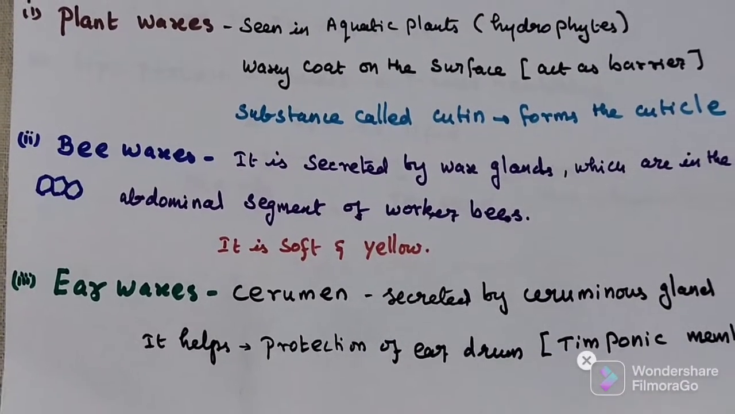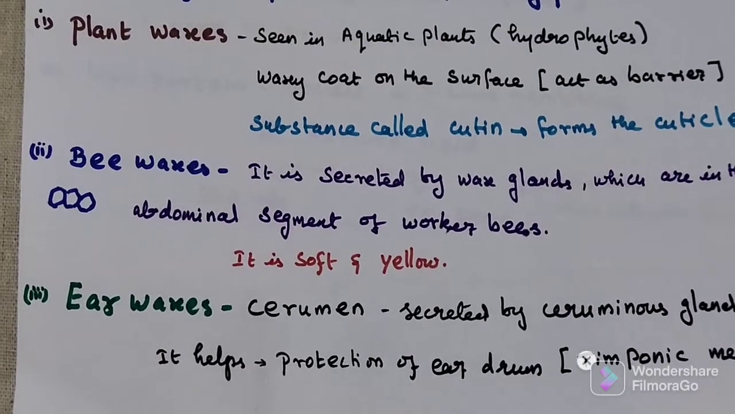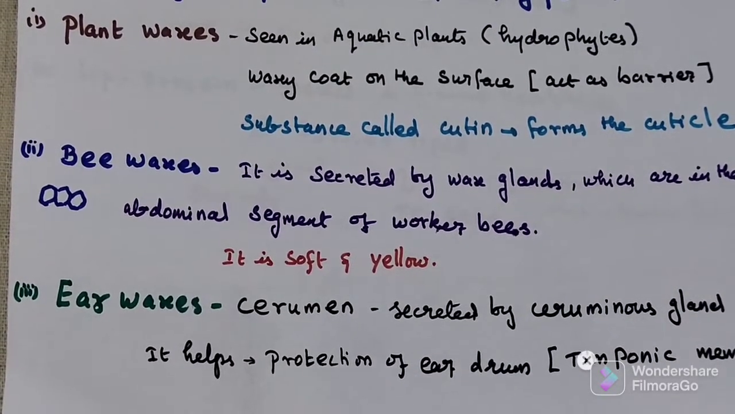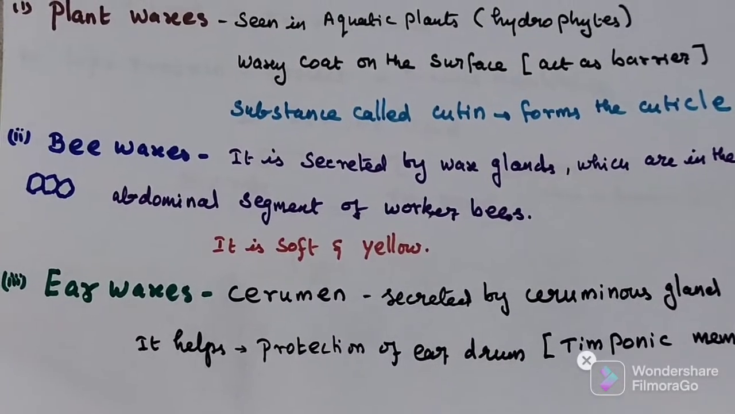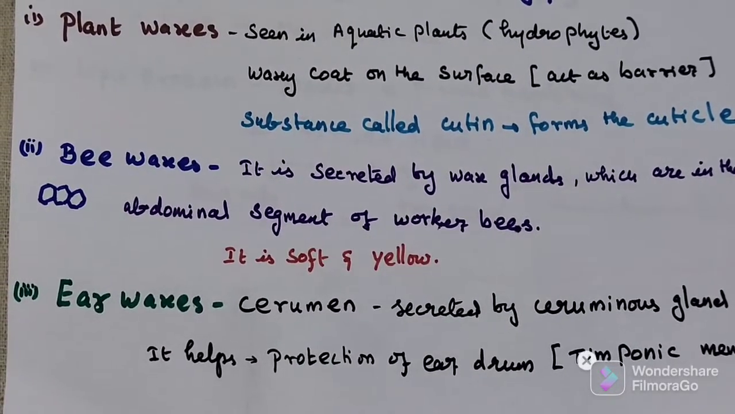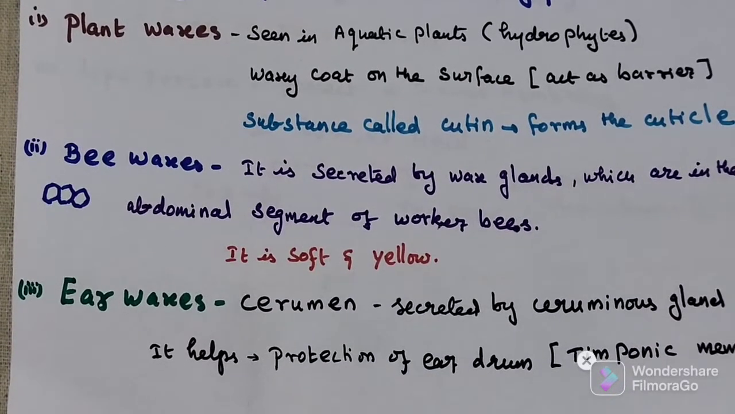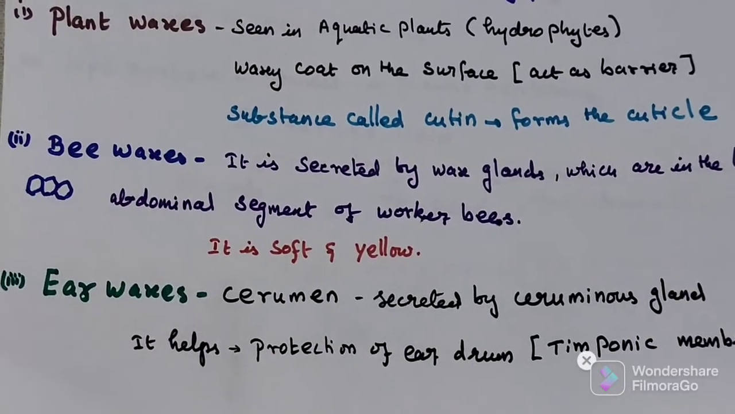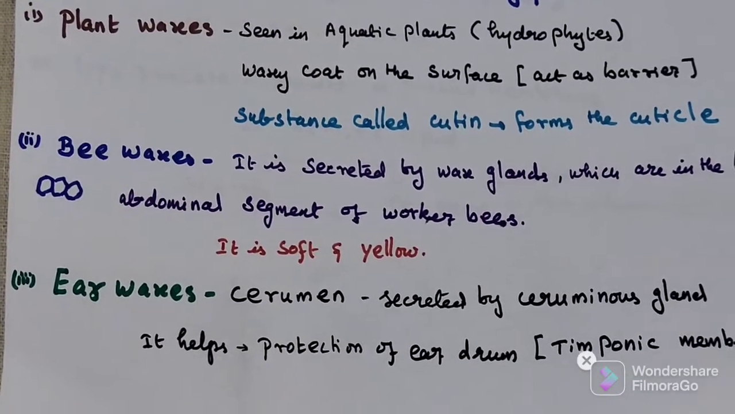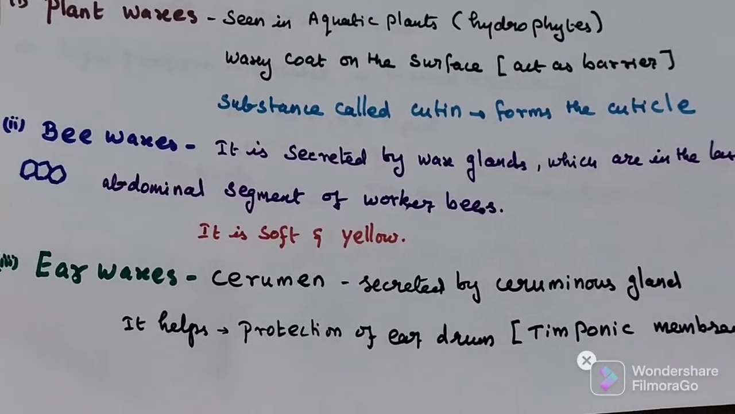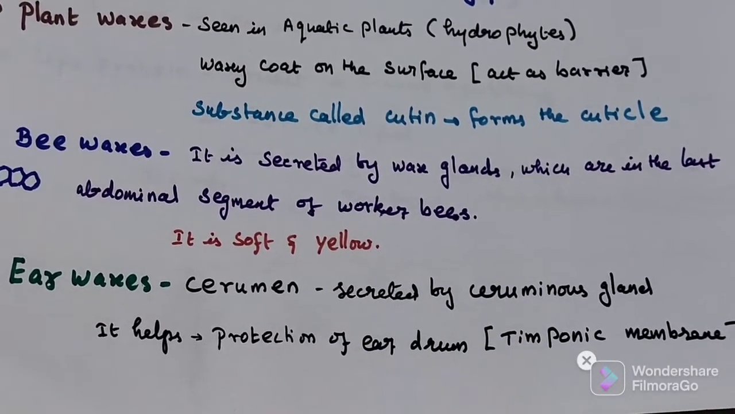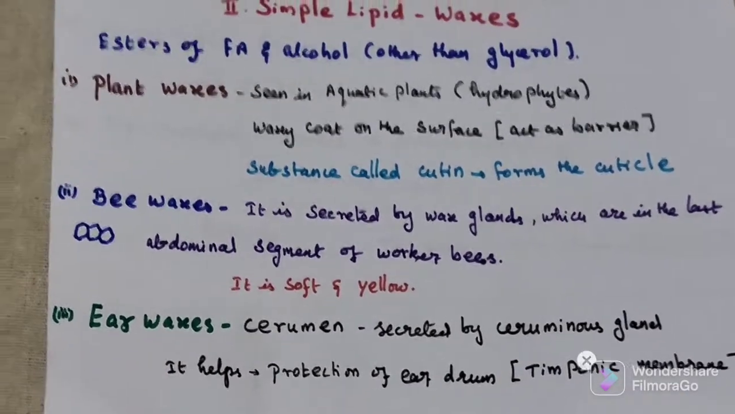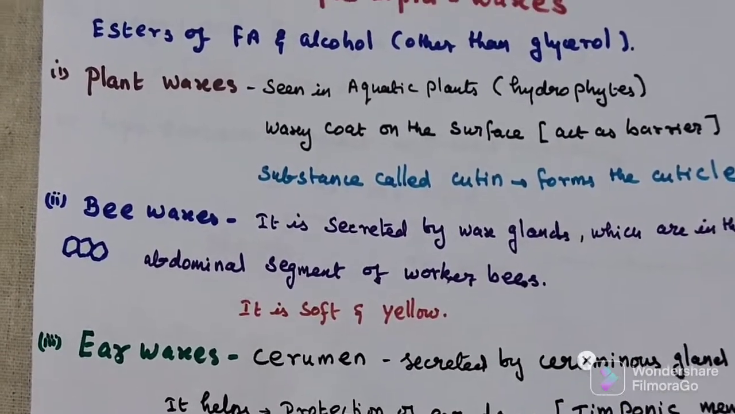Another wax that we have in our body is known as earwax, which technically is known as cerumen. It is secreted by ceruminous glands present in our external ear. Its function is protection of the eardrum or tympanic membrane. Plant wax, beeswax, earwax.